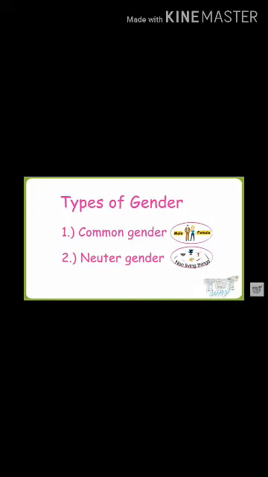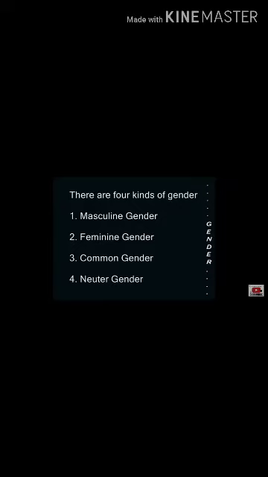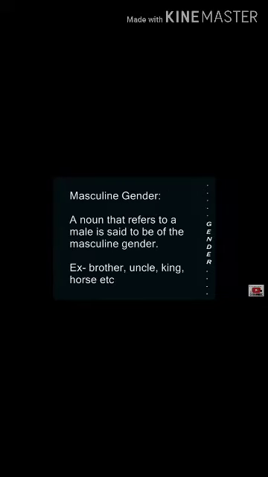Before starting these two genders, we will recapitulate the previous two genders. So there are four kinds of gender: masculine gender, feminine gender, common gender and neuter gender. I'm not going to tell you more types of gender. So there are only four. It's clear, four types of gender.